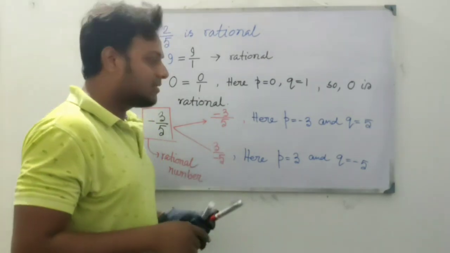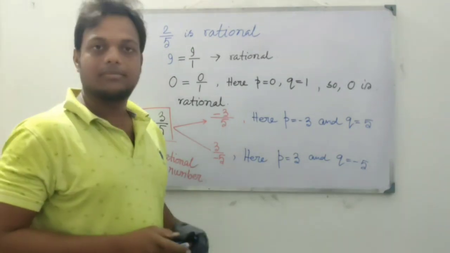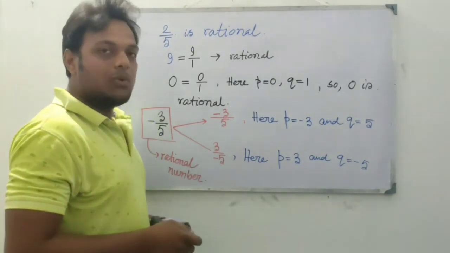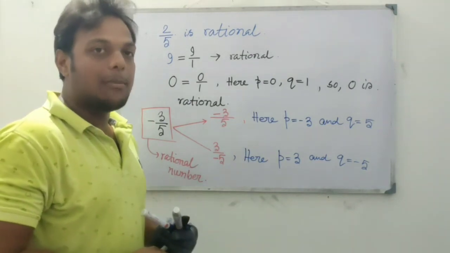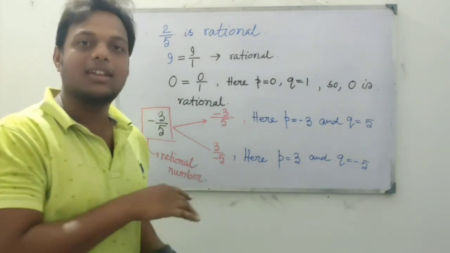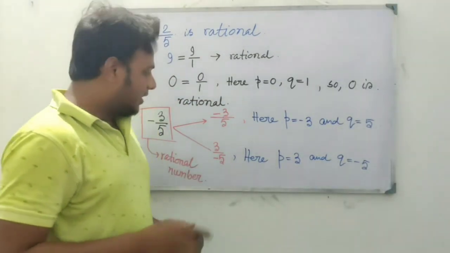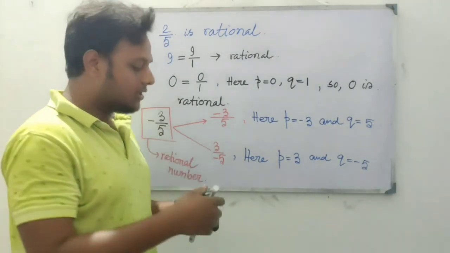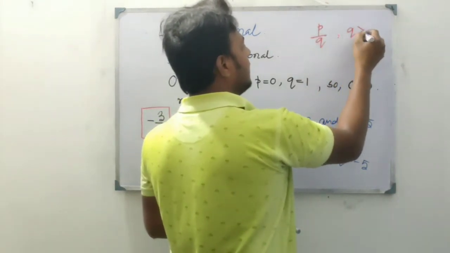Why did it happen? Since students know that q can't be 0, that means q not equals to 0, but if they habituate themselves with q greater than 0, then they will get a unique answer. How? When they are habituated with q greater than 0, that means the denominator can't be negative. Q greater than 0 means what? The p by q, where p and q both are integers and q greater than 0.